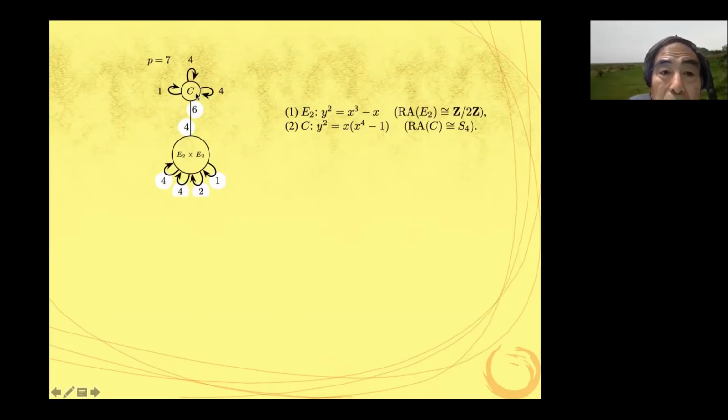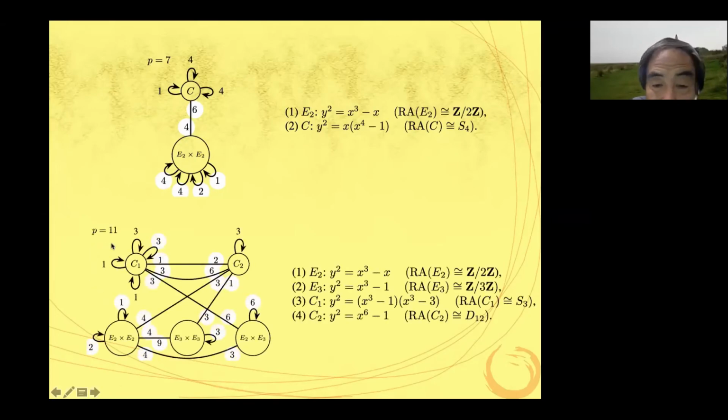And some Richelot isogenies go to the same vertices. So the multiplicity is 4 here, and also multiplicity 4 here. But the total number here is always 15. And here the total number is also 15. And the case of p is 11.